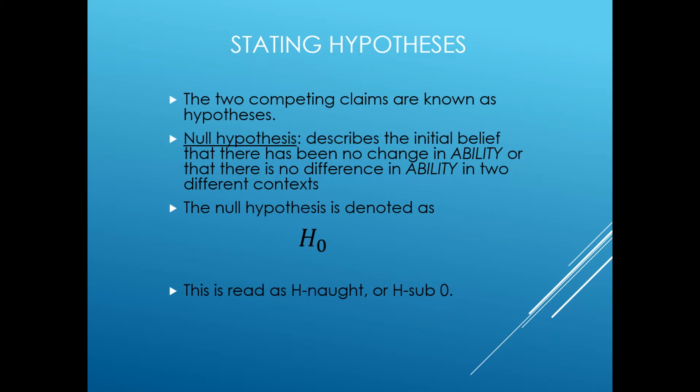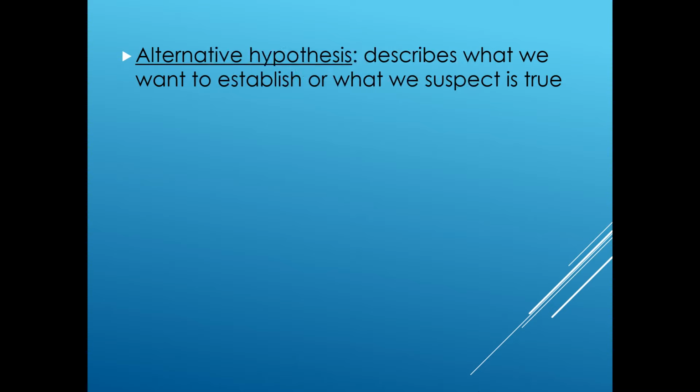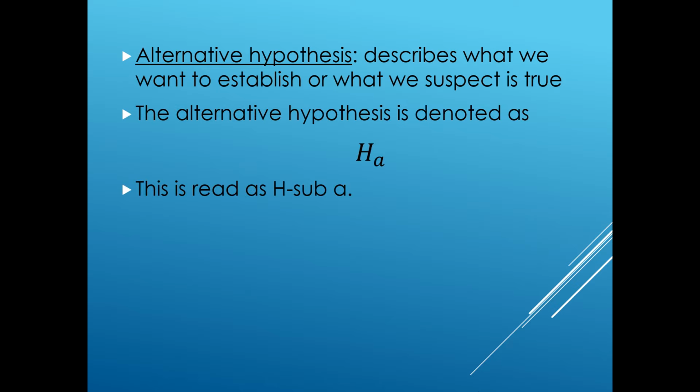This is known as the null hypothesis, which is denoted as H sub 0 there. You can see the H with the little 0 down, and you can either read that as H naught or H sub 0, but it is referring to the null hypothesis. Then on the other hand, we have our alternative hypothesis, and that describes what we want to establish or what we may suspect is true, and it's denoted as H sub A, which again just refers back to the alternative hypothesis.